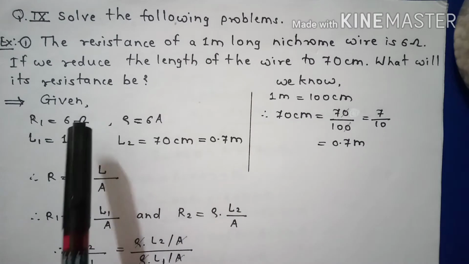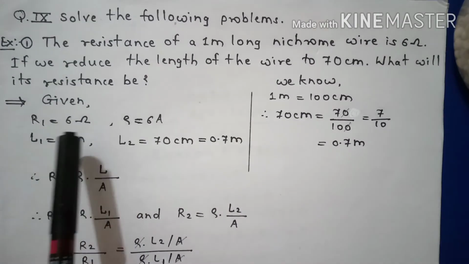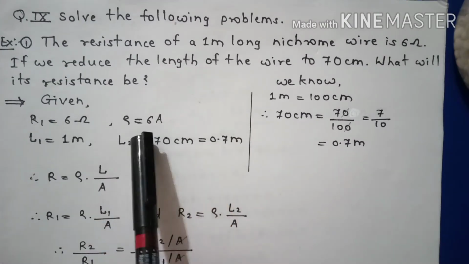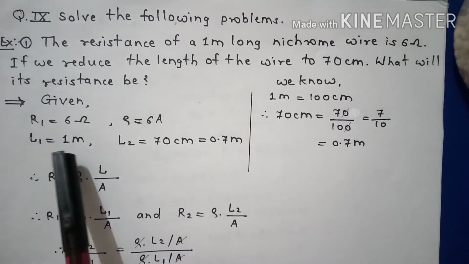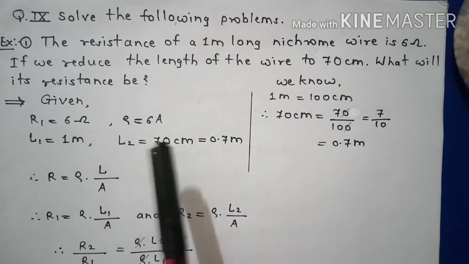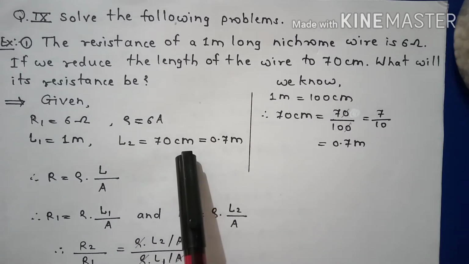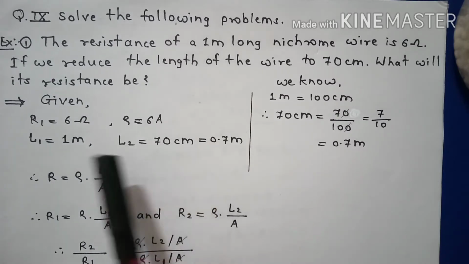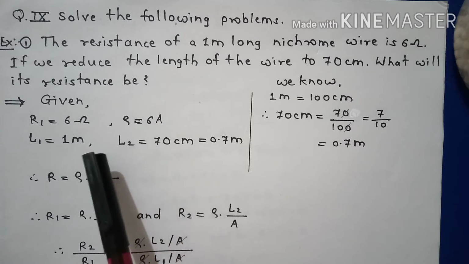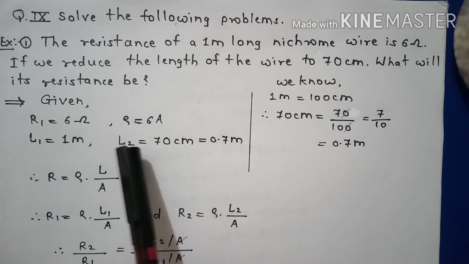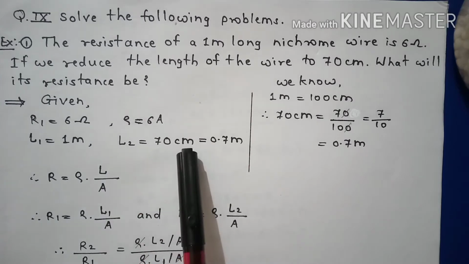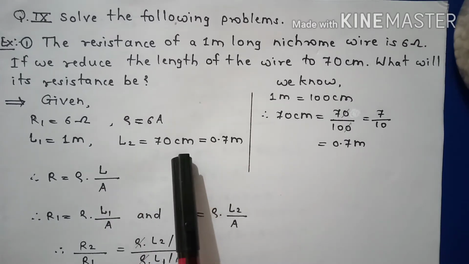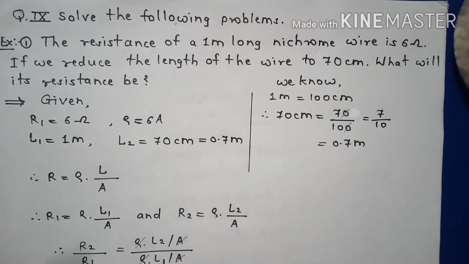Okay, so the given things are R1 is equal to 6 ohm, L1 is equal to 1 meter, L2 is equal to 70 centimeter. When you look at both the lengths, you will understand they are not in the same unit. One is in meter and one is in centimeter. So now we are going to convert this centimeter into meter.